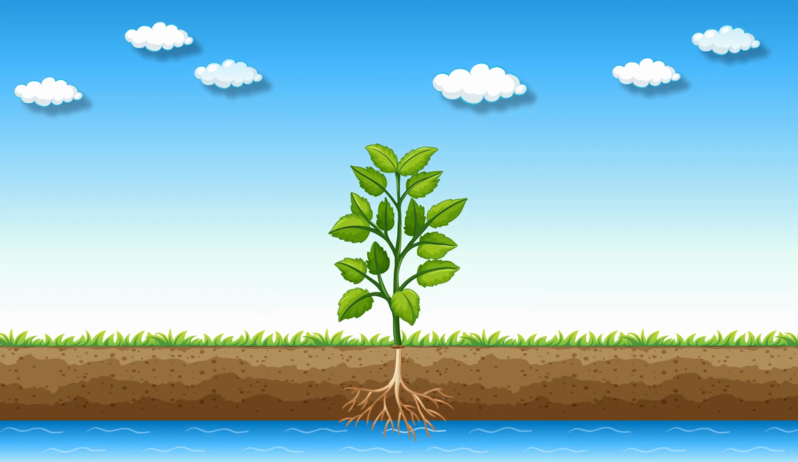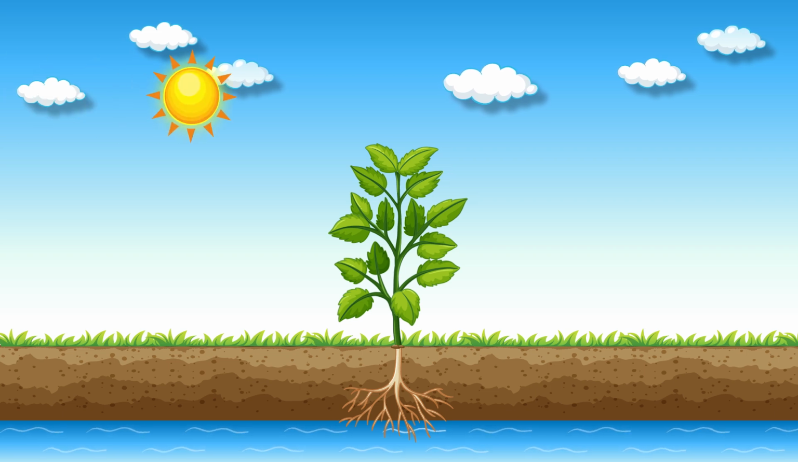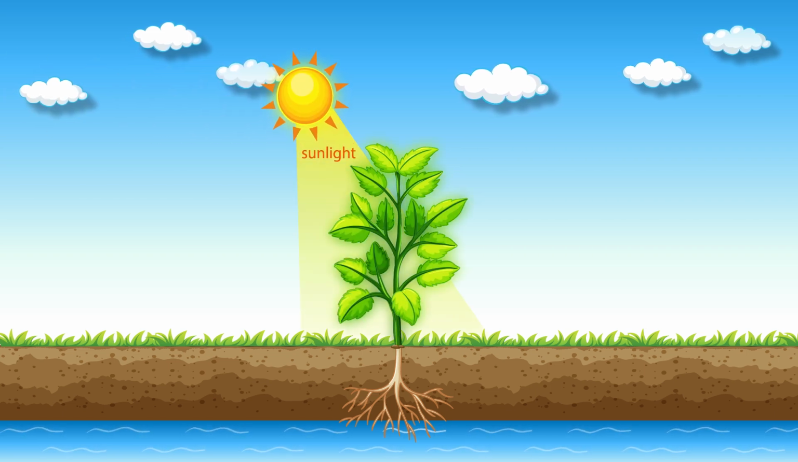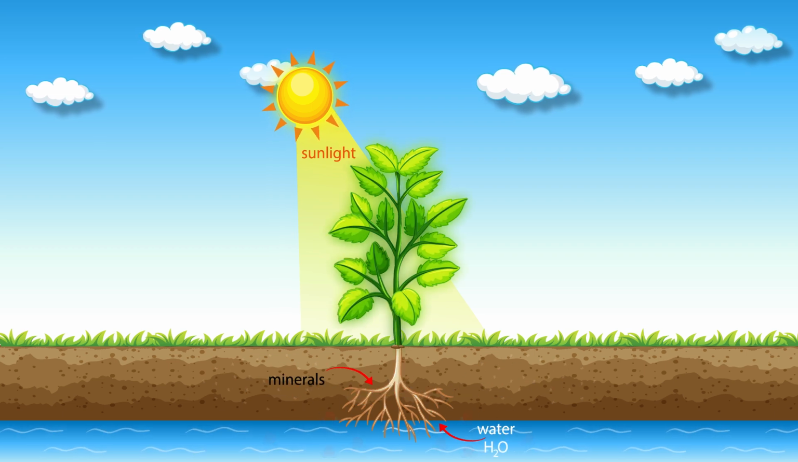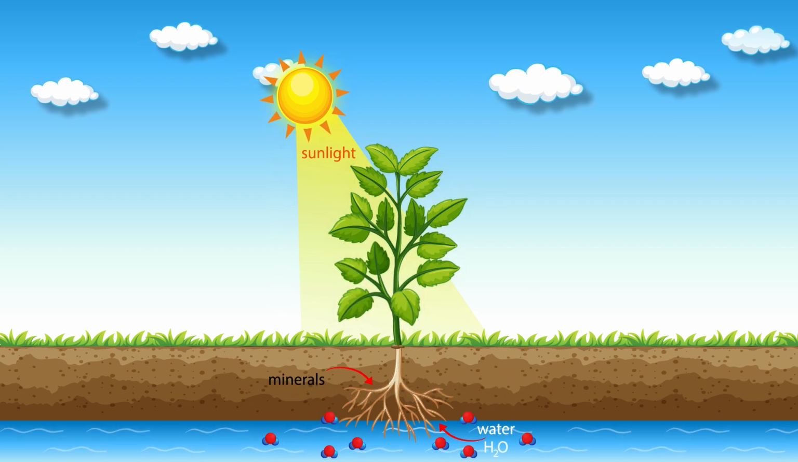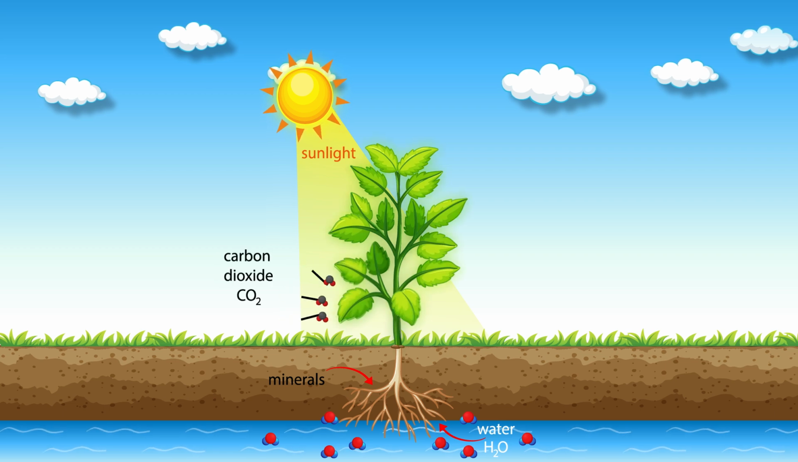3 key ingredients are required. 1. Sunlight. 2. Water and minerals absorbed from the soil. 3. Carbon dioxide from the air.